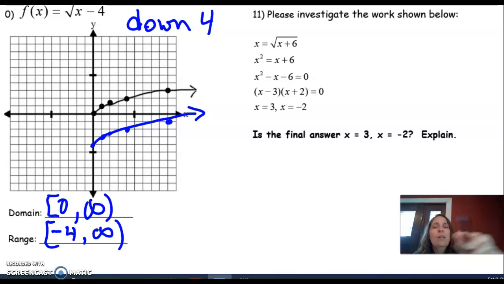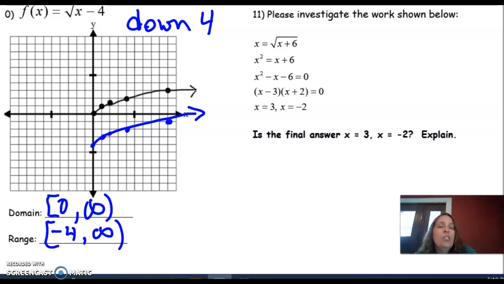because I think this is a tricky part and something that's really important for you to know. It says, please investigate the work shown below. We had x equals the square root of x plus 6. It looks like whoever worked through this squared both sides and then got one side equal to 0, which is really smart because when you have a quadratic equation, the best way to solve it is when you get one side equal to 0. And then from there, you could either factor using earmuffs or use the quadratic formula to solve.